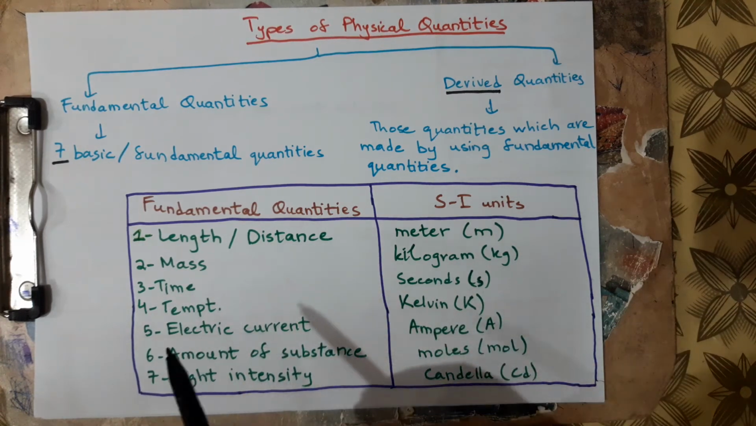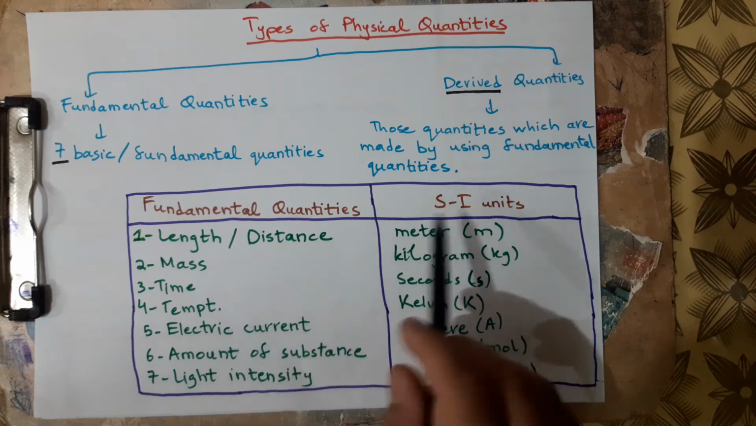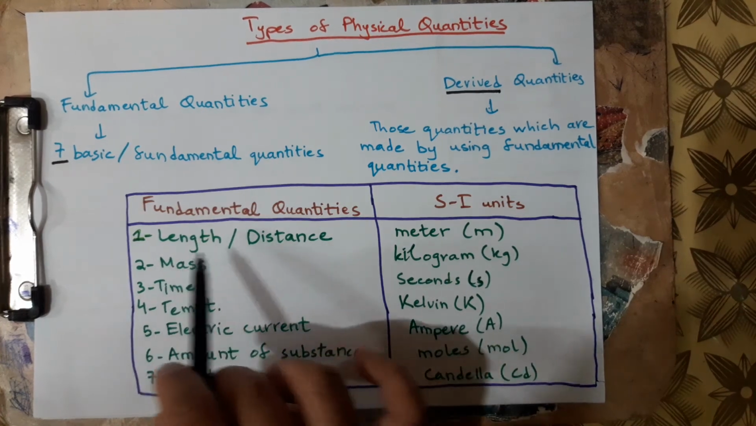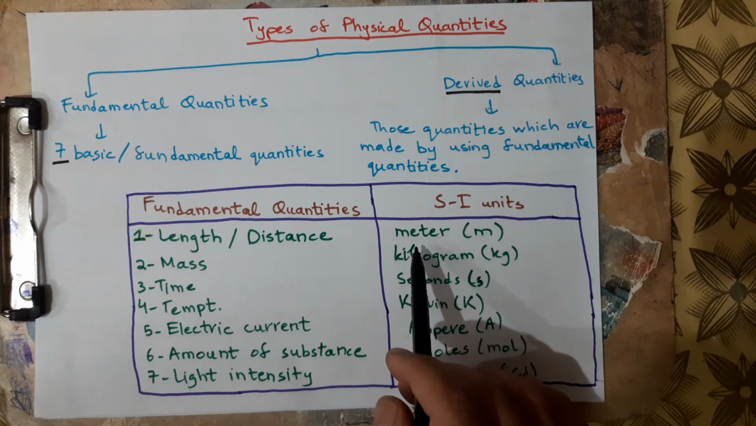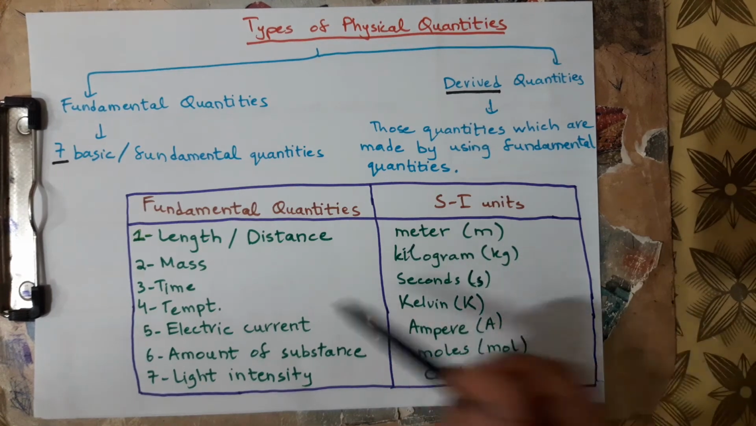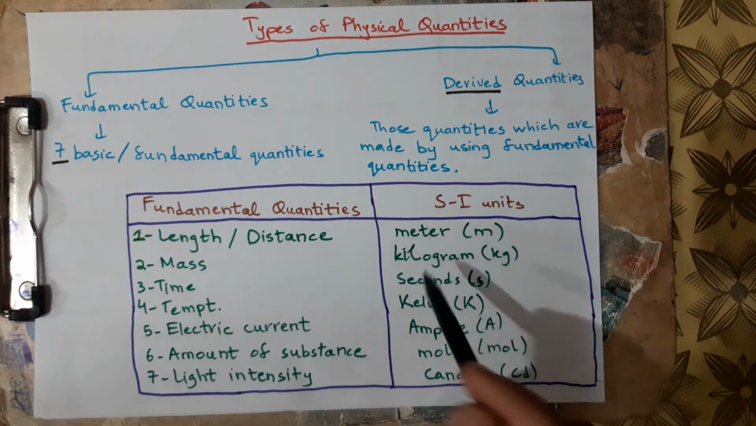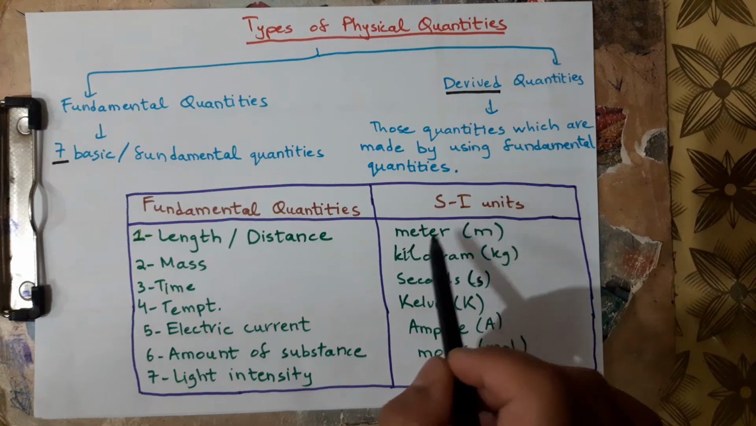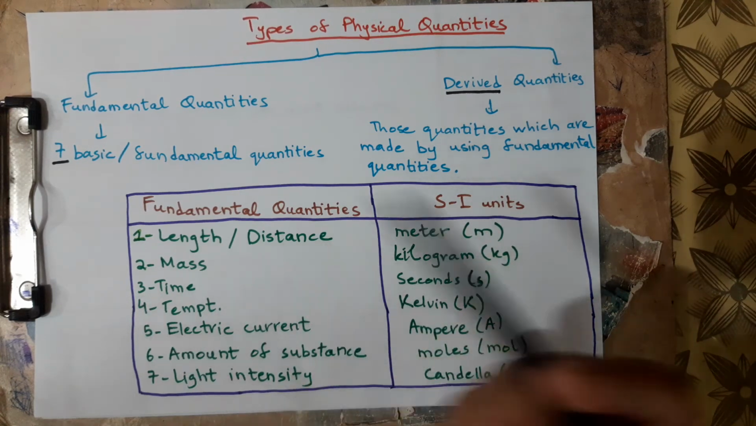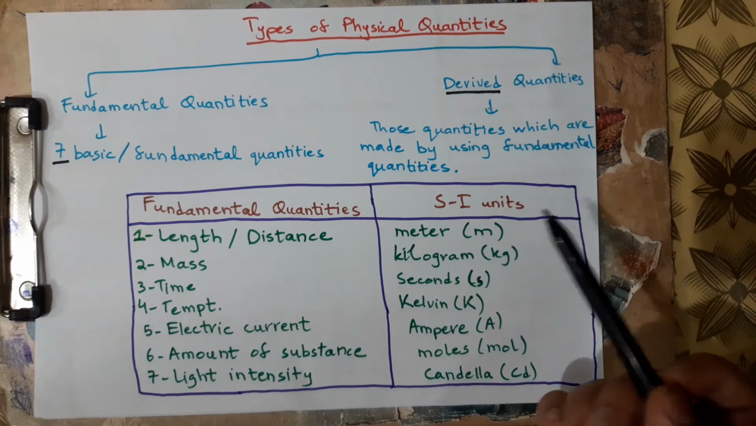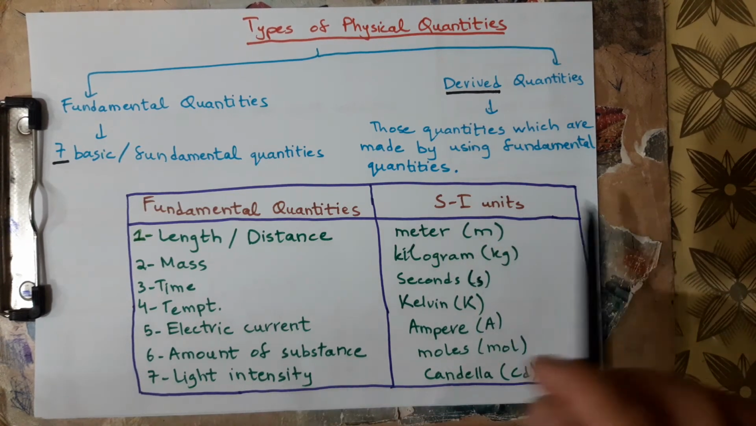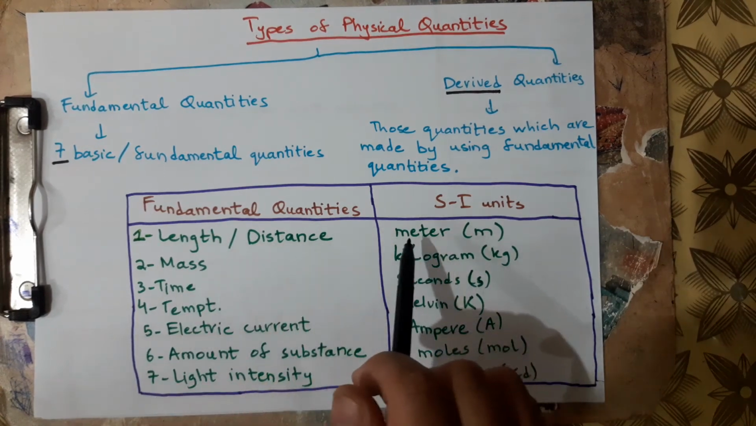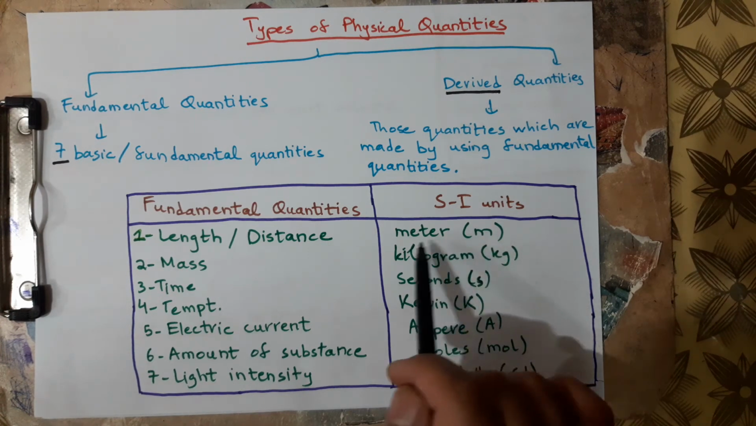Here I have drawn a table of the seven fundamental quantities, also providing you with their SI units. So coming to first fundamental quantity, length or distance. Its SI unit is meter, m, however you can represent it by using centimeter, kilometer, but the SI unit is meter. The centimeter, kilometer are not the SI units. Those are non-SI units, but they are also units. We will not call them SI units. We will only call them units. So the SI unit of the length or distance is meter, and the symbol of meter is m.